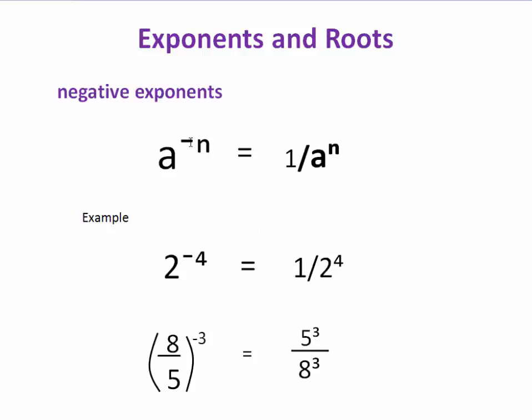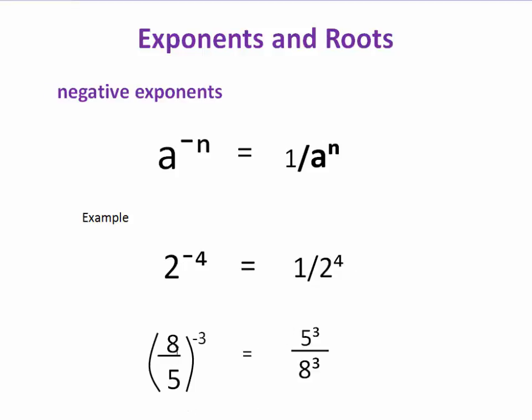When we've got a negative exponent, the negative means the reciprocal of. So a reciprocal, 1 over, and then to the power n. So a to the minus n is the reciprocal, 1 over a to the power n. So for example, if we've got 2 to the minus 4, first of all, look at the minus. That's the reciprocal, so that's 1 over 2, 2 being the base, and then the power 4, so 2 to the power 4.